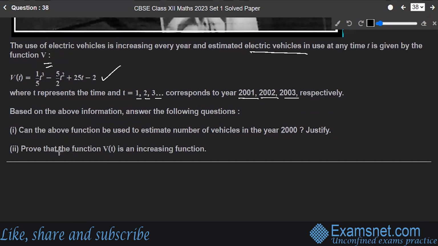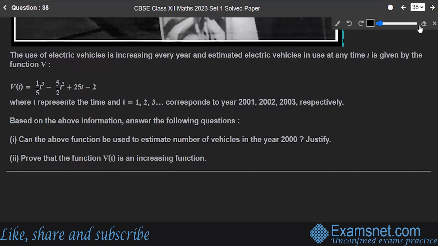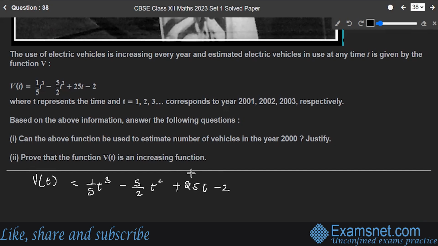Now, first, can the above function be used to estimate the number of vehicles in the year 2000? Justify your answer. Fine, you are given V(t) is equal to 1 by 5 t cube, 5 by 2 t square, 25t minus 2. No, the function cannot be used to calculate the number of vehicles in 2000.